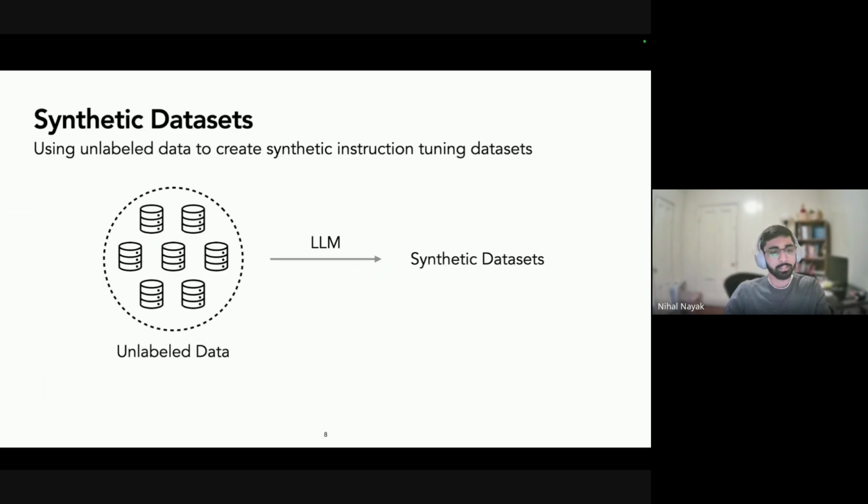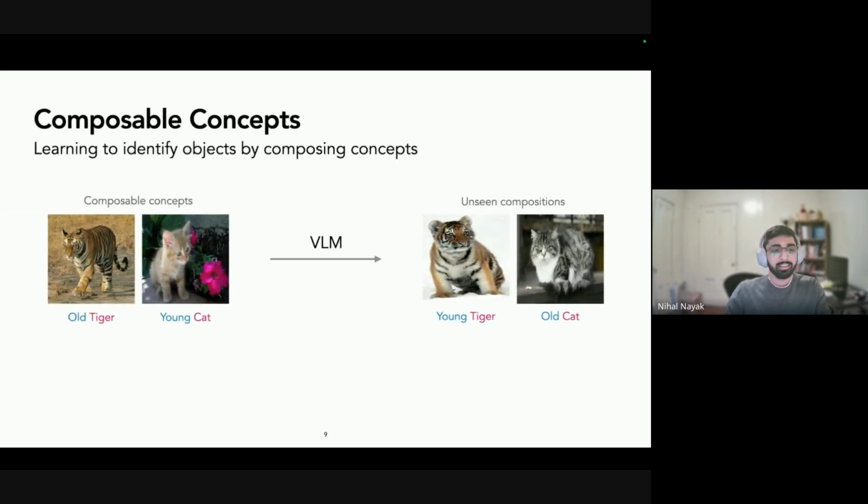In the first part of my talk, I will show you how to use unlabeled data to generate synthetic datasets in specialized domains to adapt large language models without human annotations. In the second part, I will show you how learning to identify objects by composing concepts enables vision language models to efficiently generalize to new unseen compositions without additional human annotations. Then I will show you the limitations of existing vision language models to generalize to compositions with multiple objects.